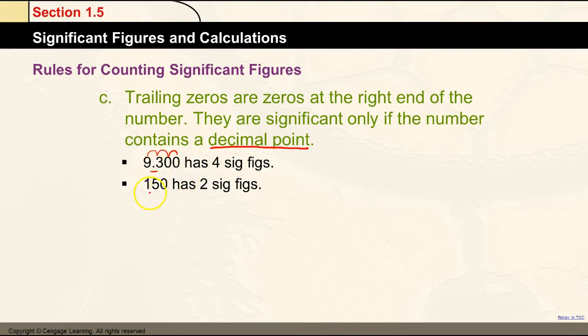If we don't have a decimal point, like in our second example, there is no decimal point at the end of the 150, then the 0 is not significant. So only the 1 and the 5 are going to count as significant. So there would only be 2 sig figs in this number.